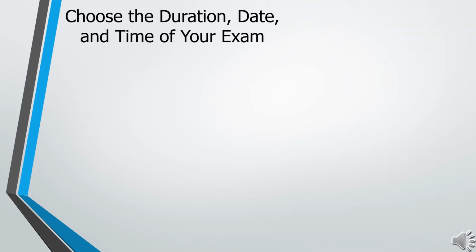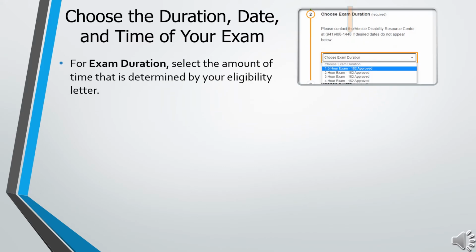Next, you will be prompted to choose the duration, date, and time of your exam. Under Exam Duration, select the amount of time that is determined by your eligibility letter. For example, if your class receives 1 hour and you are approved for time and a half, you will select the 1.5 hour exam duration. If you are approved for double time, you will select the 2 hour exam duration.